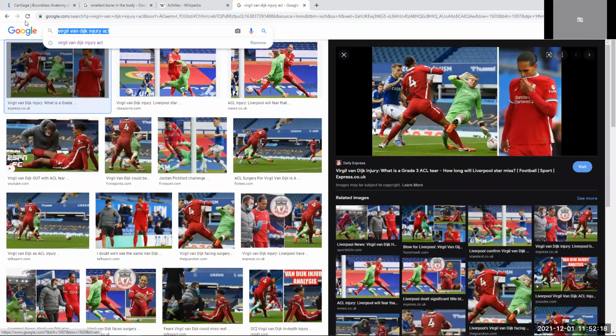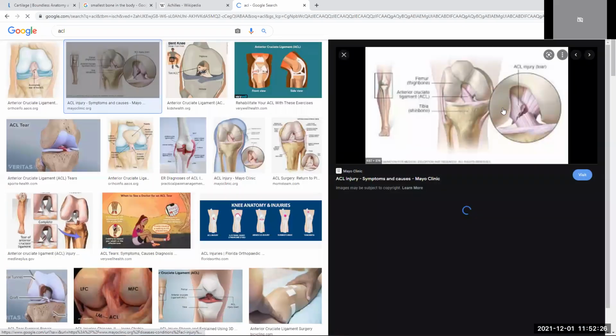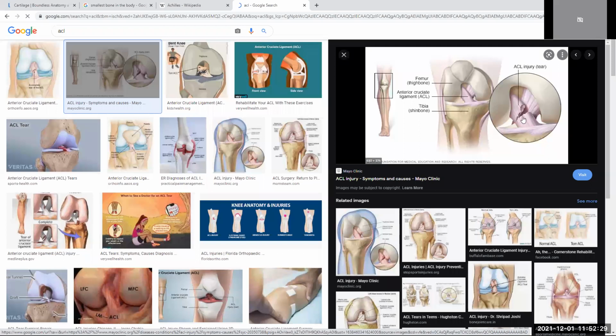So when we look at the ACL, anterior cruciate ligament, here we go, and this is it here. It's connecting bone to bone. So this is what happened in Virgil van Dijk's case. It tore. So they would have had it surgically repaired, I'm guessing, and I am not an orthopedic surgeon, but they would have to repair it mechanically by stitching it back. But this is the one. When that one tears, you don't have much movement at all. And it's a very common one.